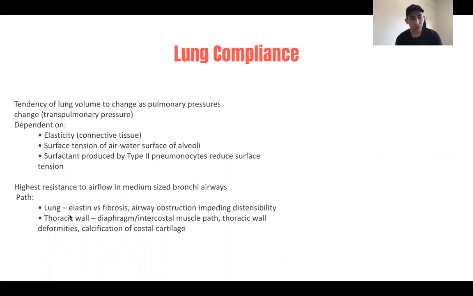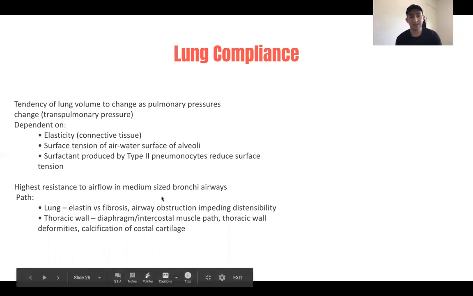You could also know that there is the highest resistance to airflow in the medium-sized bronchi. I know you guys would have seen that graph which talks about the size of the bronchi as they keep bifurcating and also the relative resistance. And the resistance is highest in the medium-sized bronchi.